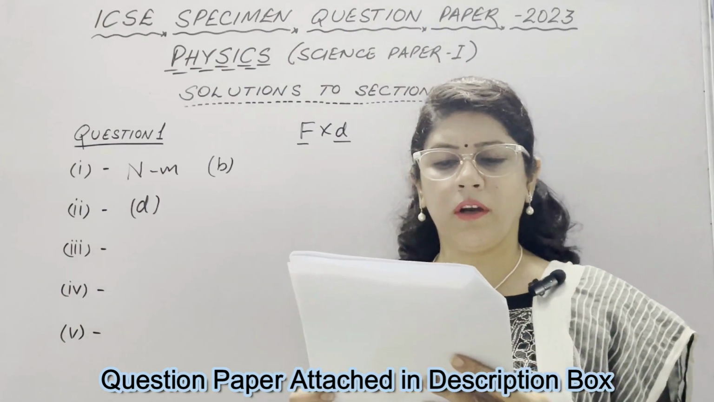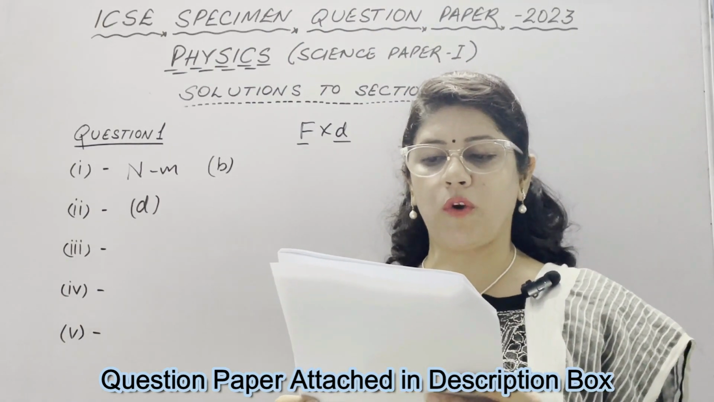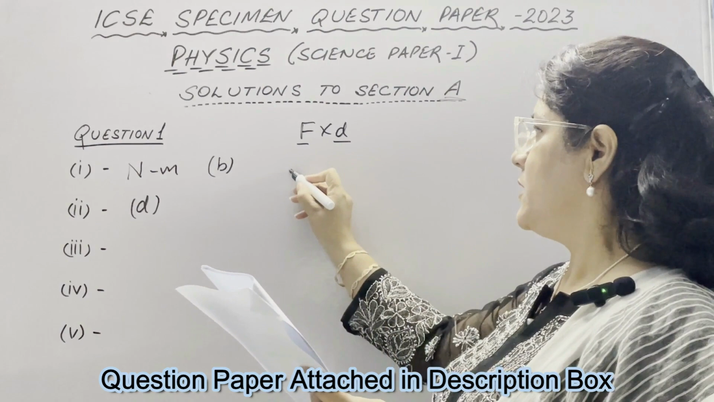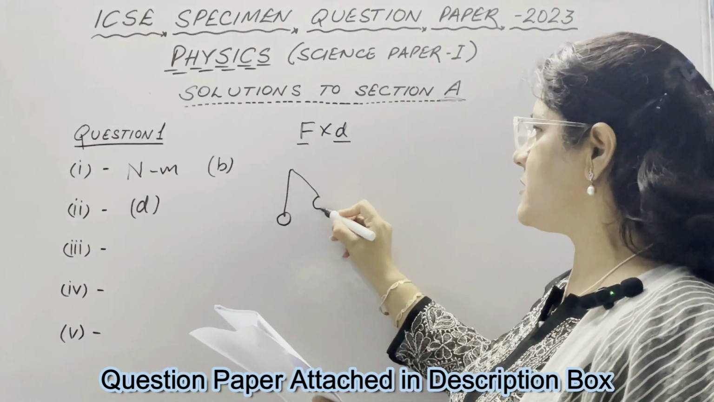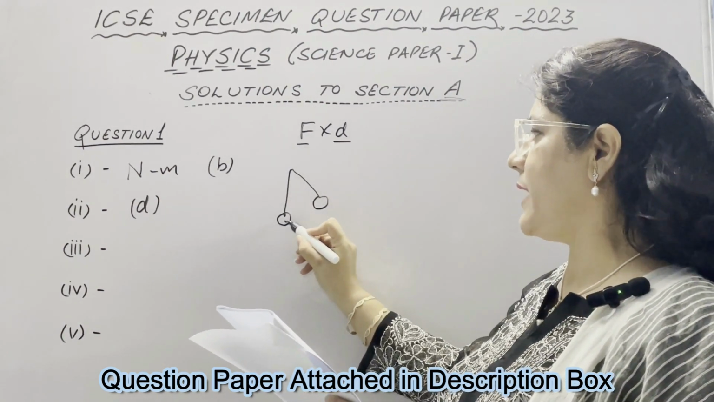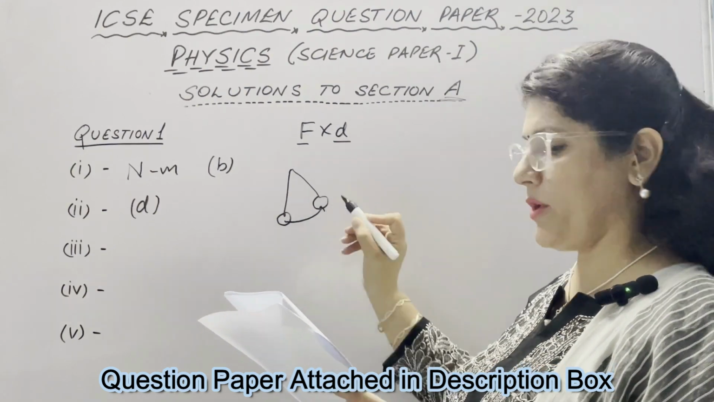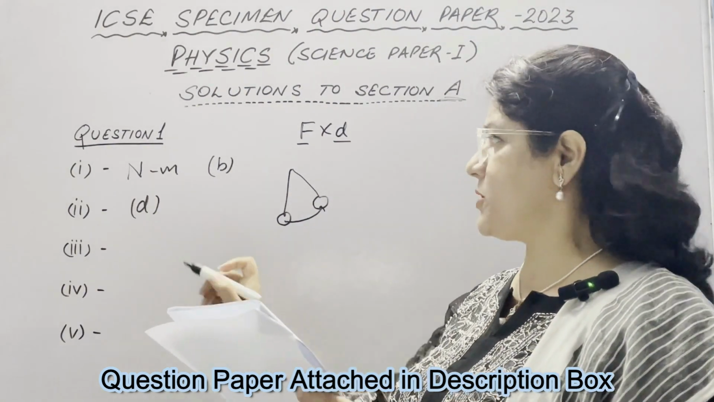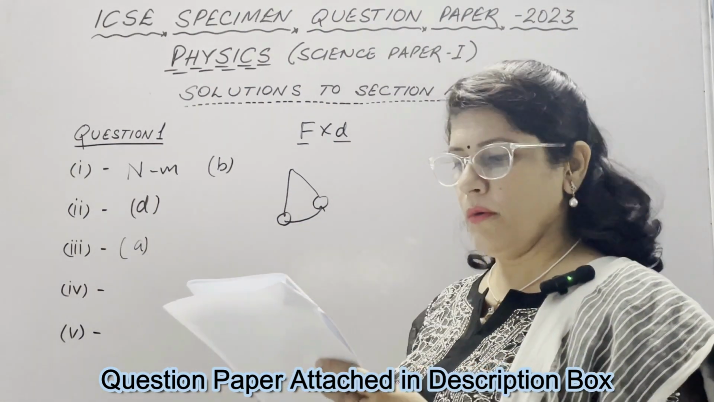Now, the energy conversion when an oscillating pendulum moves from mean to extreme position: this is the mean position and this is the extreme position. Here kinetic energy is converting to potential energy. So the correct option is A, kinetic to potential.